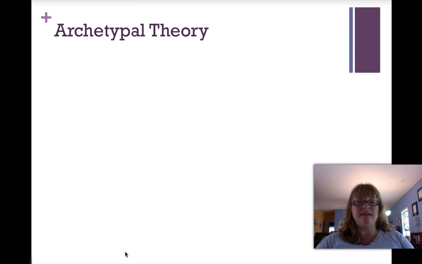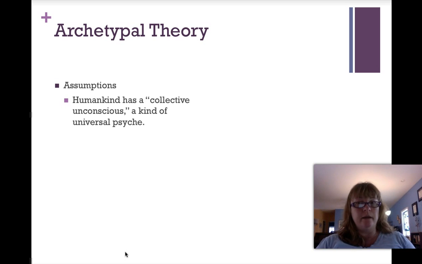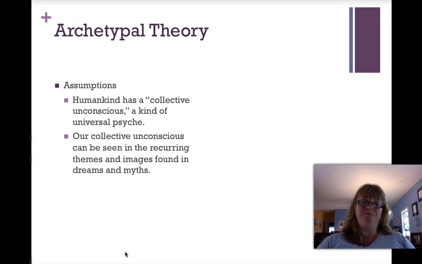Our next theory is archetypal theory. And the underlying assumption about archetypal theory and archetypes, you know that word, is that all humans have a collective unconscious, basically kind of this universal mind that we all share. And our collective unconscious can be seen in recurring themes and images found in dreams and myth. That's why so many cultures have stories about witches or dragons or what have you.